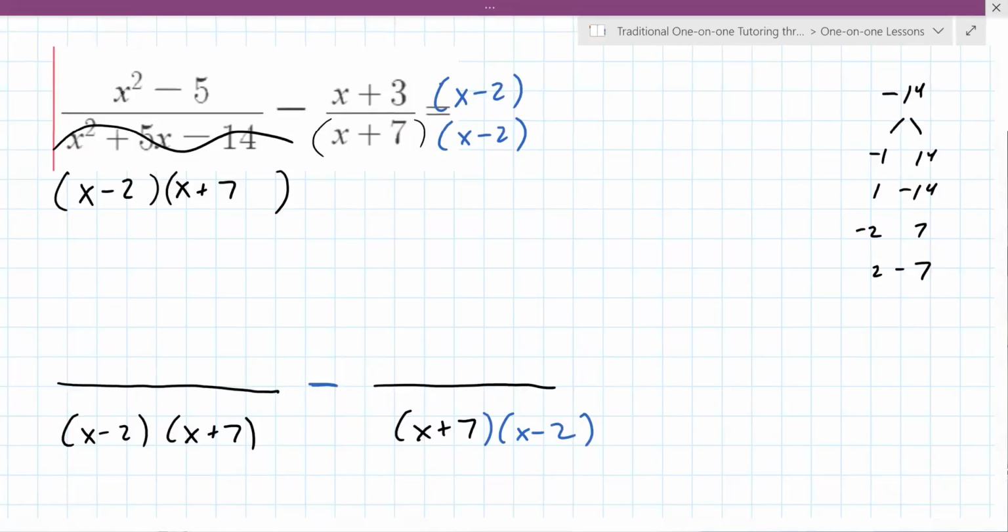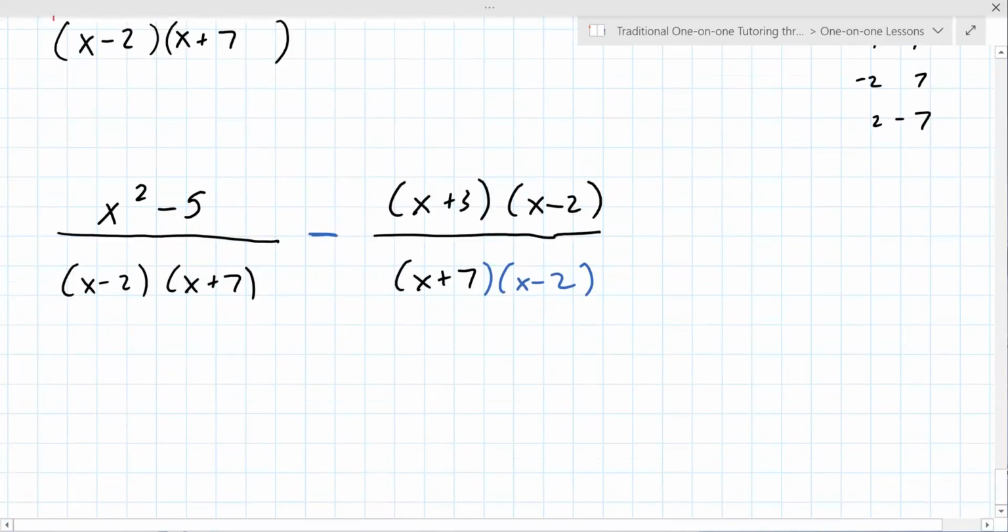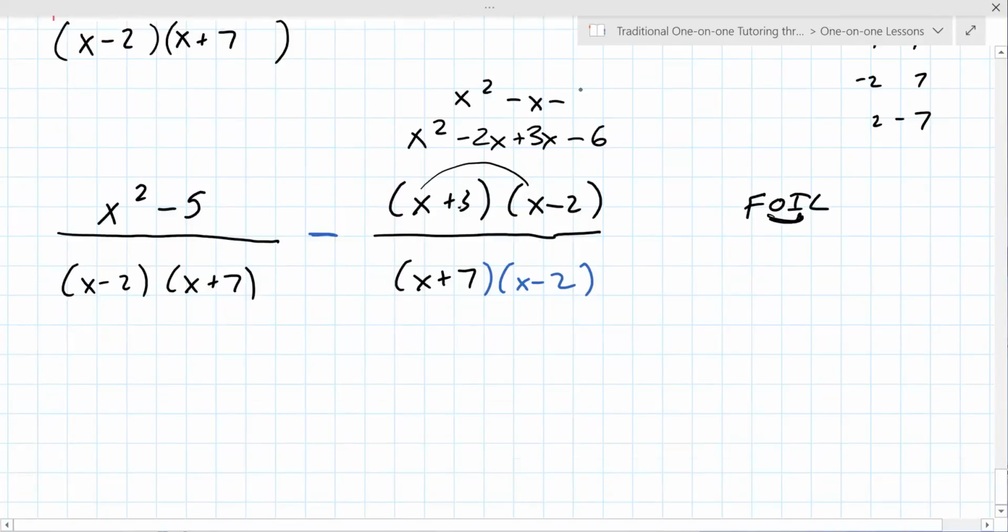All right, so I'm just going to bring down the x squared minus 5. On the right, though, it's x plus 3 times x minus 2. All right, so we need to FOIL this on the top. So it's x times x, that gives you x squared. X times minus 2 is minus 2x. 3 times x is plus 3x. 3 times minus 2 is minus 6. Okay. And then you generally combine the outer and the inner. So this becomes x squared minus x minus 6.